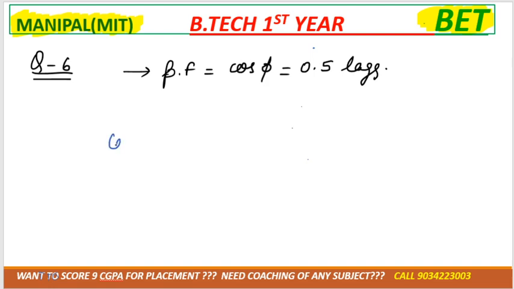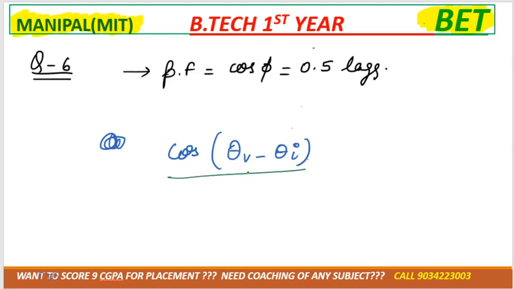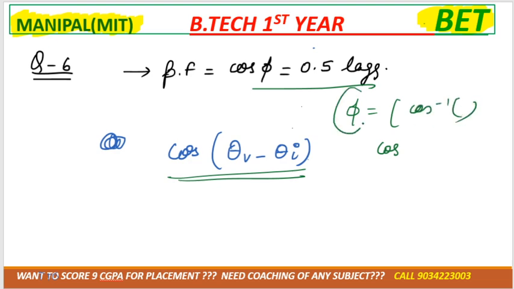Then if we have the power factor, so cos of theta V minus theta I, okay? Theta V is the voltage phase angle and theta I is the current phase angle. It is this thing. So they have given you cos phi. You can get phi from here by using cos inverse. So that is the angle between voltage and current. Got it?